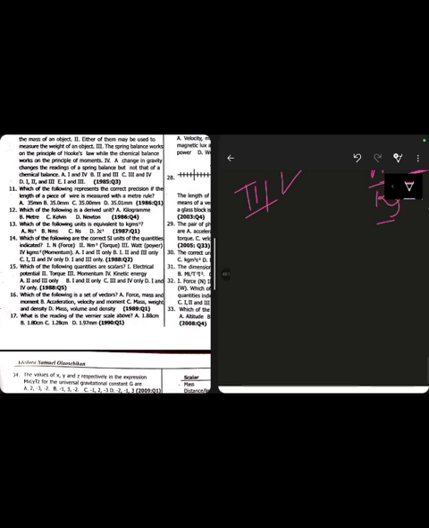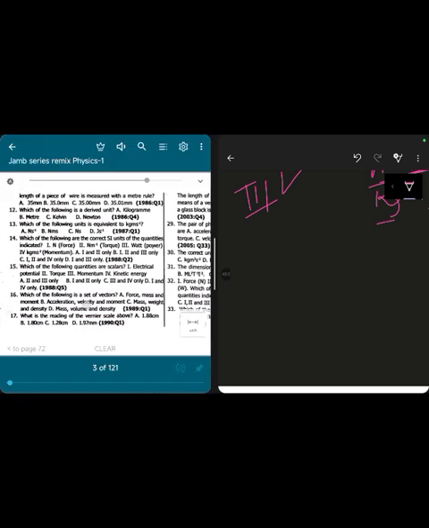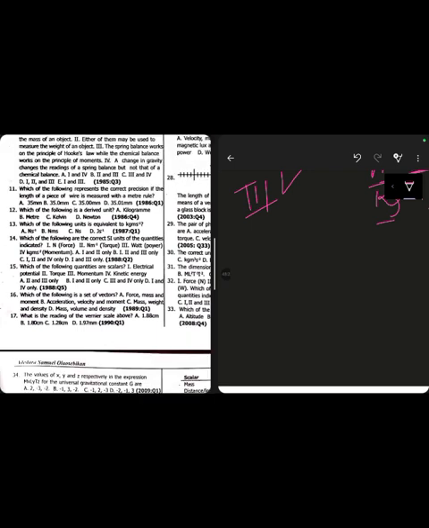Question 16 says, which of the following is a set of vectors? Which of them is a set of vectors? Now, force is a vector, but mass is not a vector. That's out. Acceleration is a vector, velocity is a vector, and then momentum is a vector. So without wasting time, 16 is B.